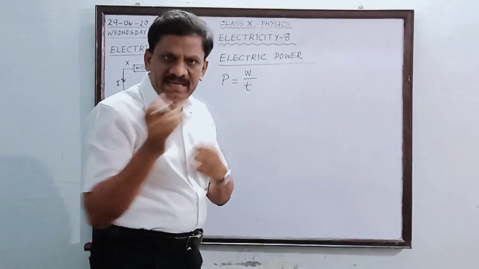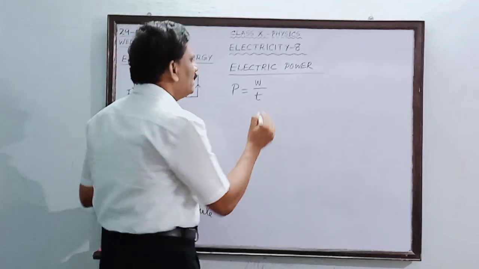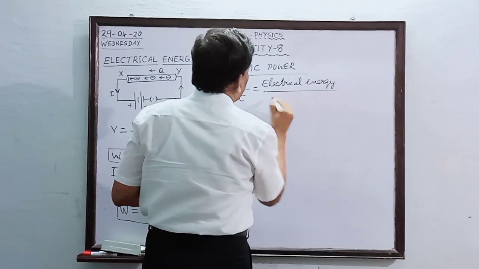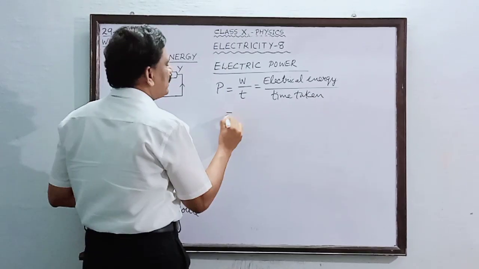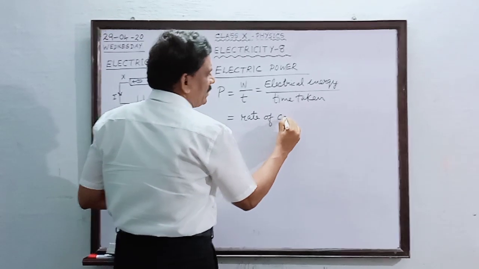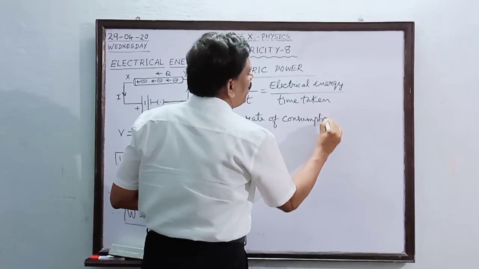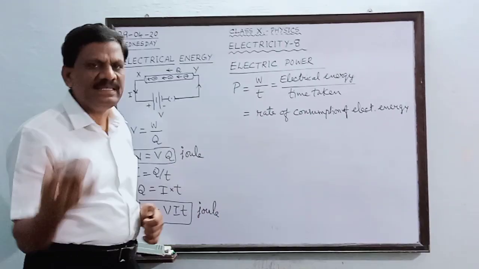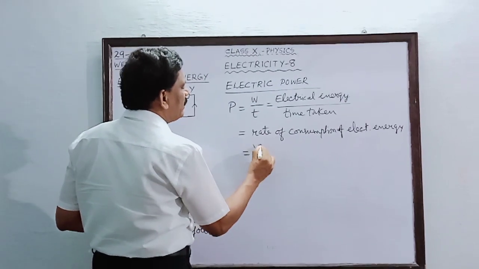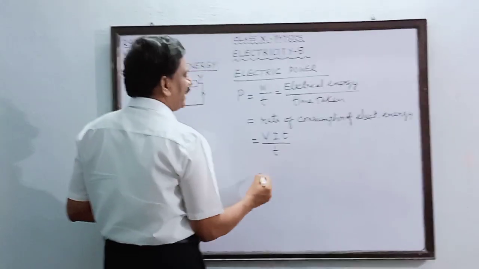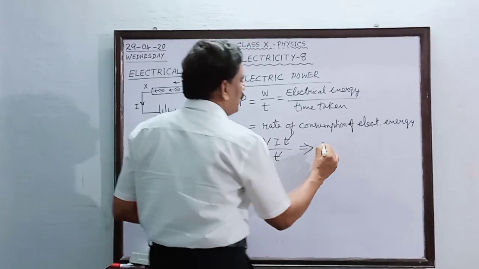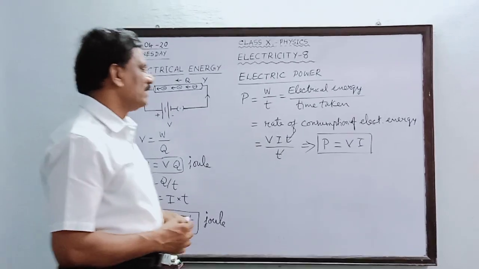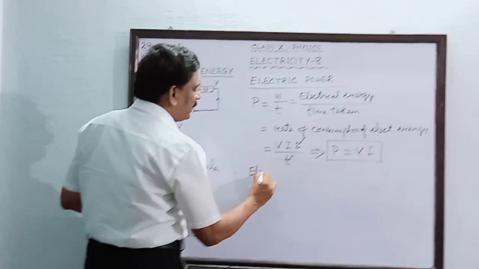This work done in driving the free electrons, charges through the conductor only is called electrical energy. So this is electrical energy consumed divided by the time taken. So this is called what? Rate of consumption of electrical energy, or the rate at which energy is dissipated. So this is equal to W by T. W is V into I into T, and this is once again divided by time T. So this T and T get cancelled. This implies power P is equal to V into I. You see that this is a very important expression. We find that electric power is equal to the product.